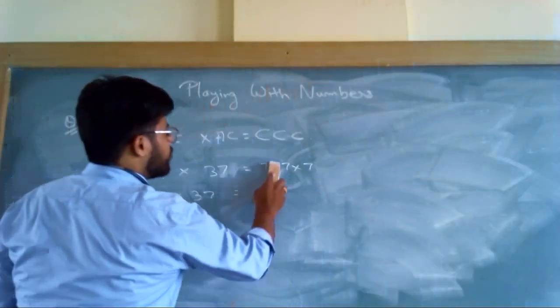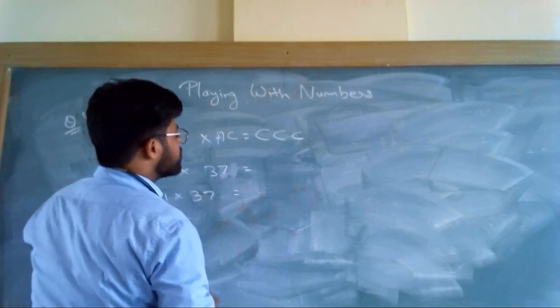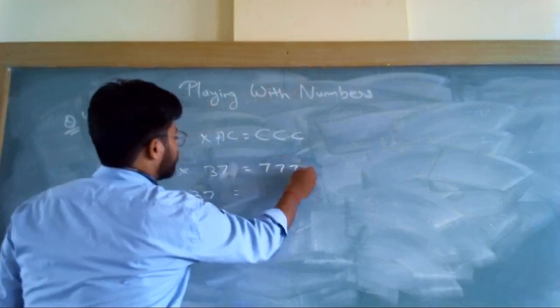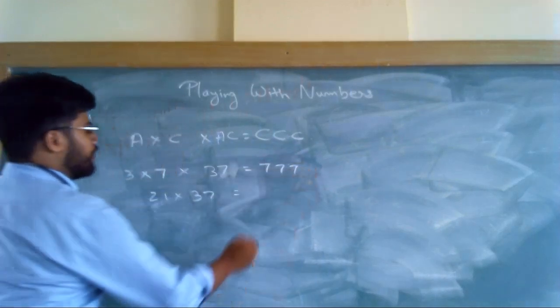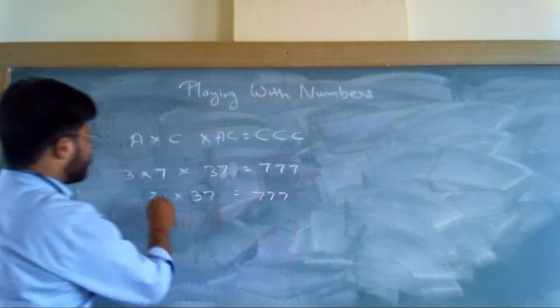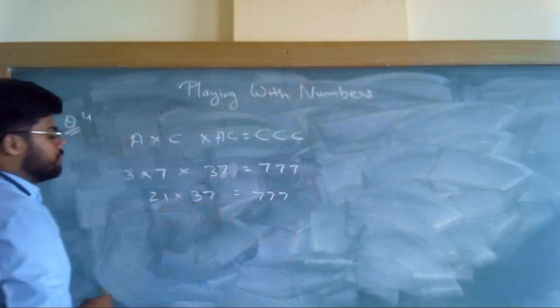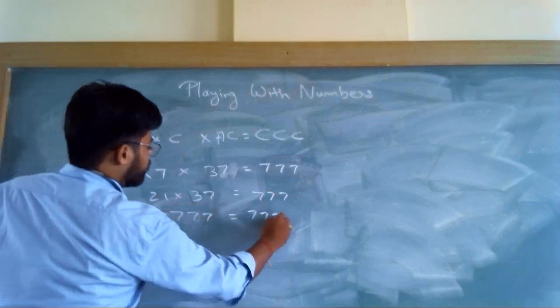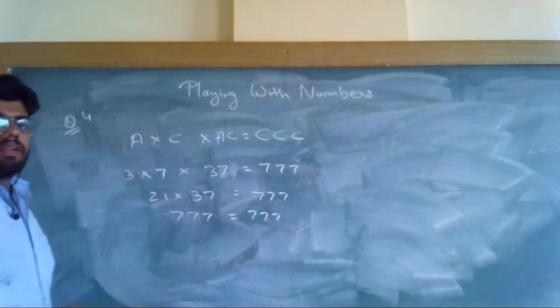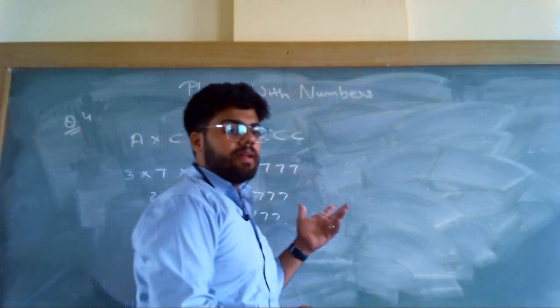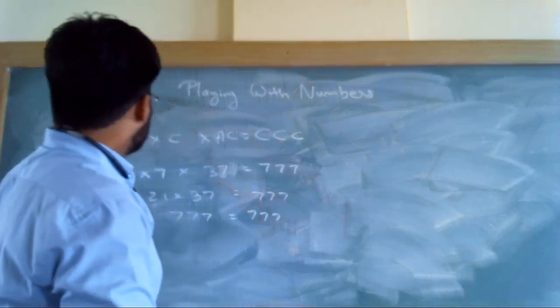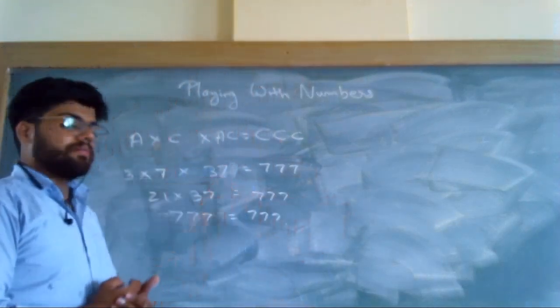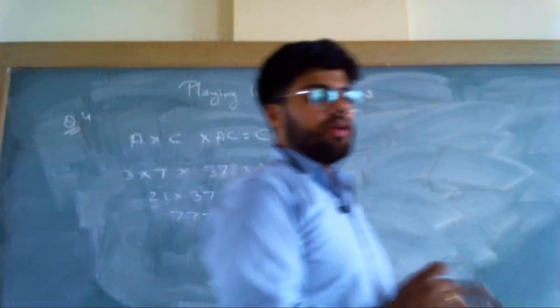Here also multiply is not there. In 777 is there only. And if you look at that, 21 into 37, the answer is 777 only. So it is a very different question. You have to think about many values. A values are many. If I take 3 and 7, then only the answer will come. Other values can't satisfy the given equation.